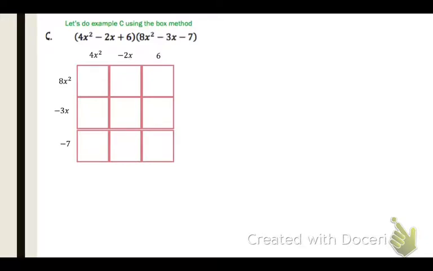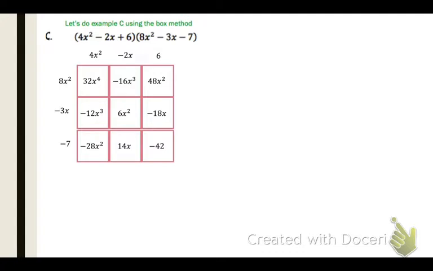So 4x squared times 8x squared is 32x to the 4th. Negative 2x times 8x squared is negative 16x cubed. 6 times 8x squared, 48x squared. 4x squared times negative 3x, negative 12x cubed. Negative 2x times negative 3x is 6x squared. 6 times negative 3x is negative 18x. 4x squared times negative 7 is negative 28x squared. And then negative 2x times negative 7 is 14x. And 6 times negative 7 is negative 42.